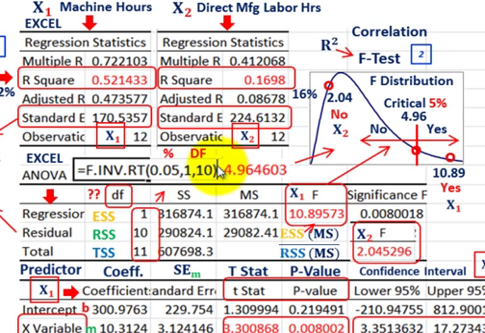So hit the enter button, and you're going to come up with a value using Excel: 4.96, with more decimal points. So that's going to be our critical value that we use on our F distribution table. You either look it up in an F distribution table or reference table, or you use software like Excel to determine your critical value. So on our distribution, 4.96 is our critical value.